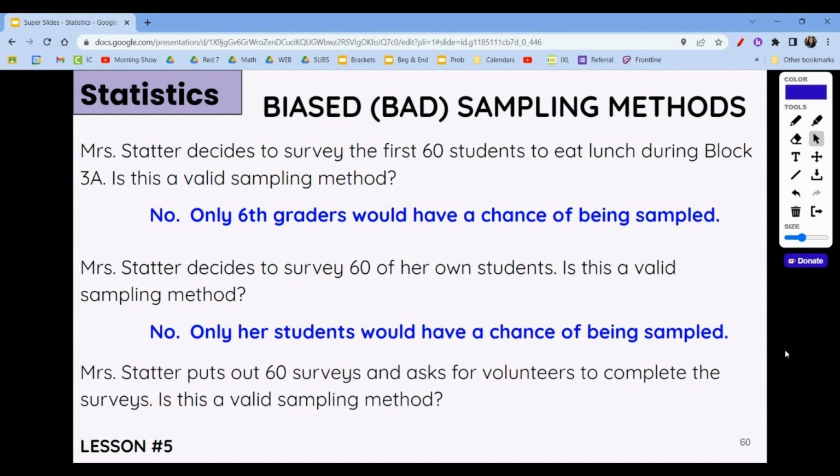Mrs. Statter puts out 60 surveys and asks for volunteers to complete the surveys. Is this a valid sampling method? No. The sample needs to be randomly selected. You can't ask for people to volunteer because you're not going to find a random sample. Pause this page if you need a second to write down any of these answers, but I'm going to go to the next slide.